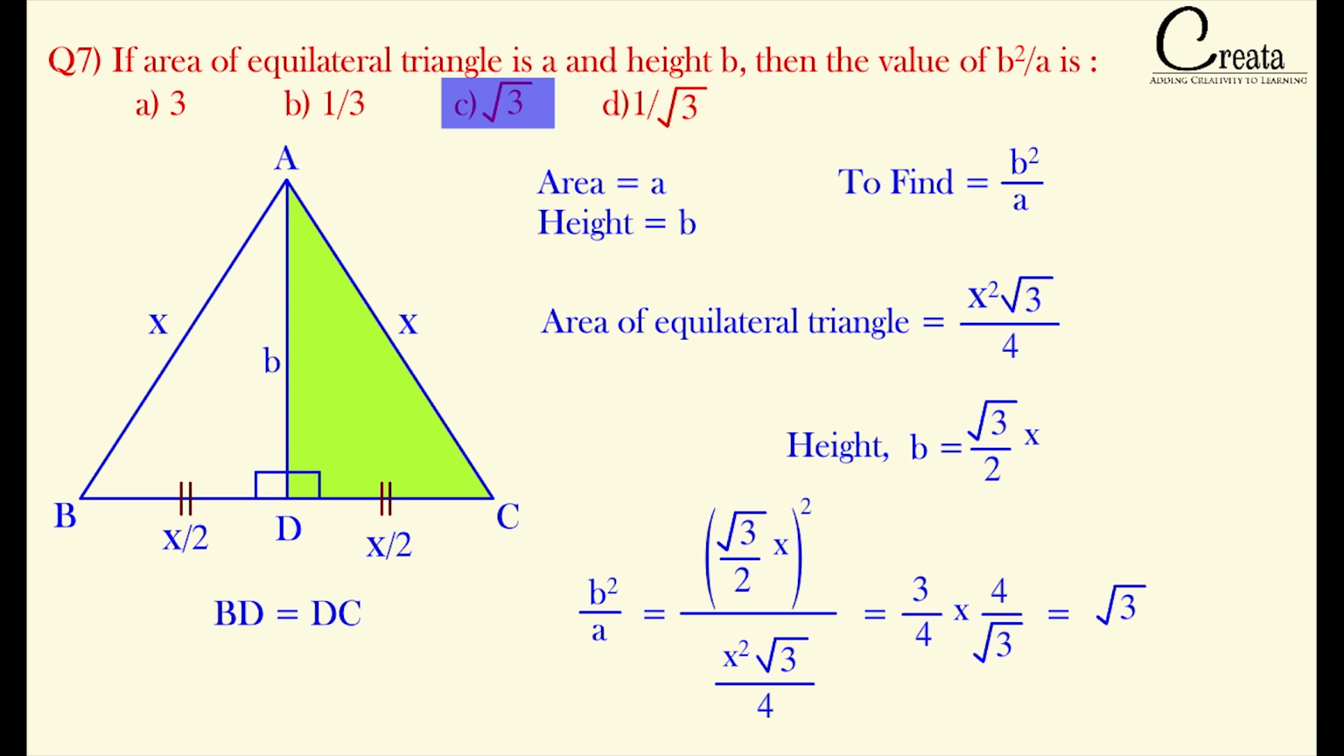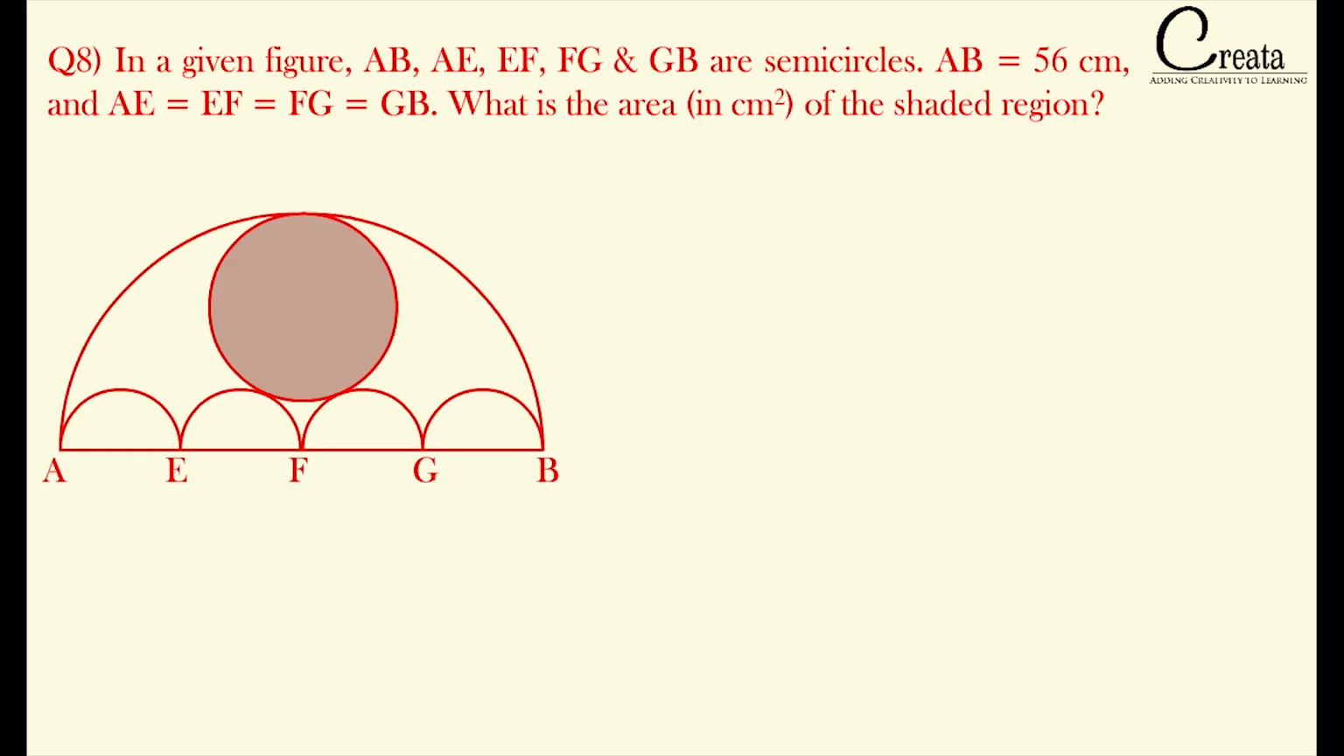Let's move to next question. The question is, in a given figure, AB, AE, EF, FG and GB are semicircles. AB is equal to 56 cm and AE is equal to EF is equal to FG is equal to GB. What is the area of the shaded region?